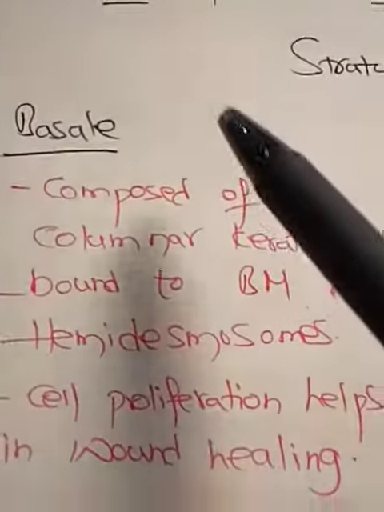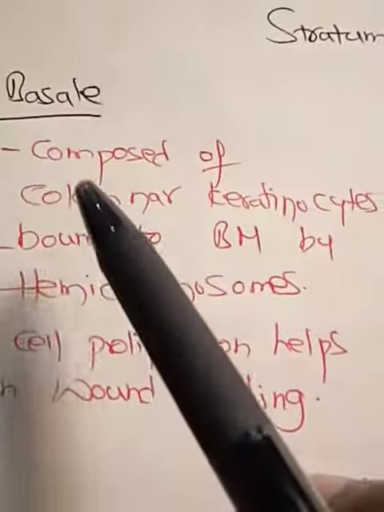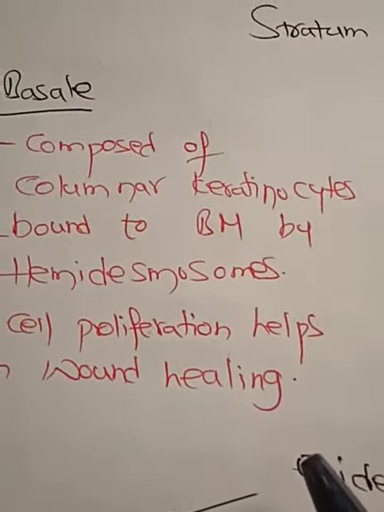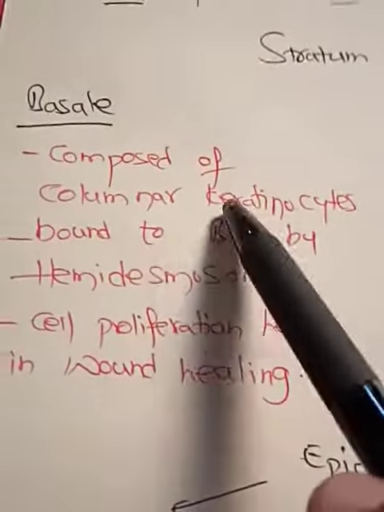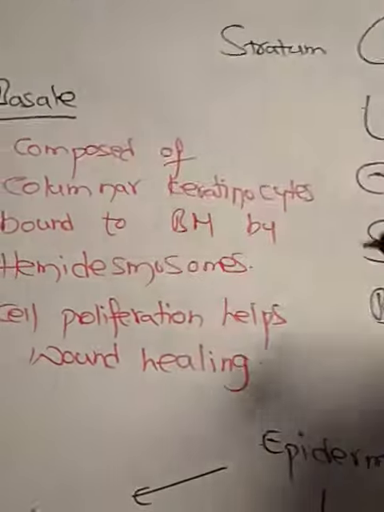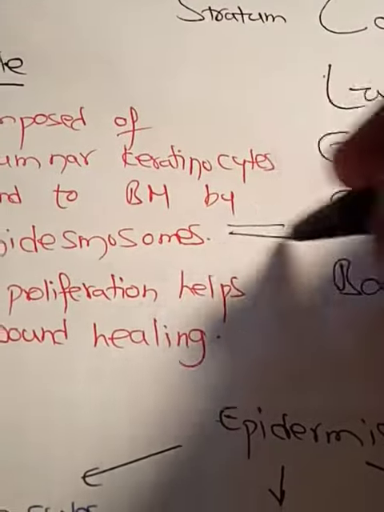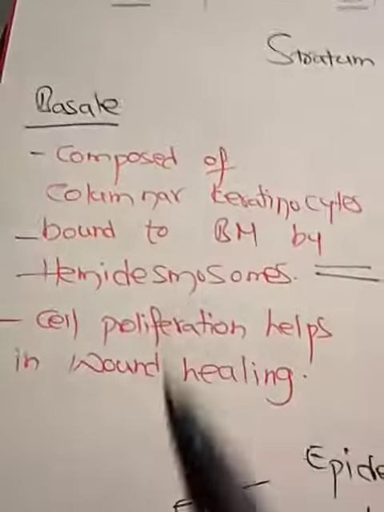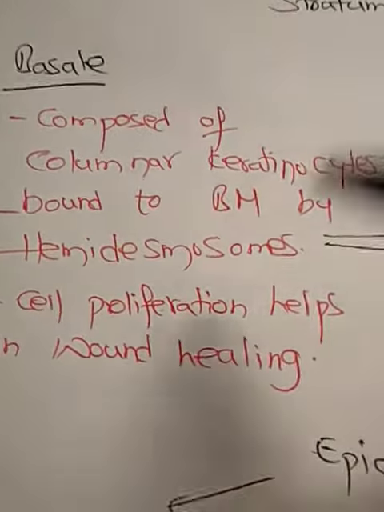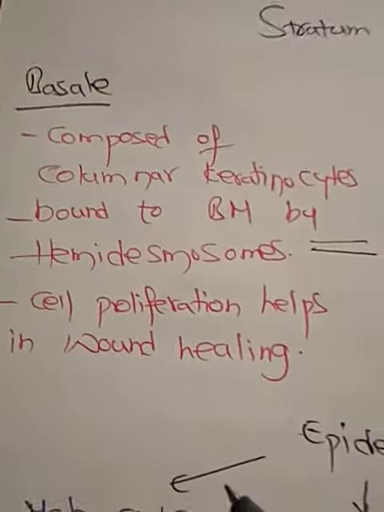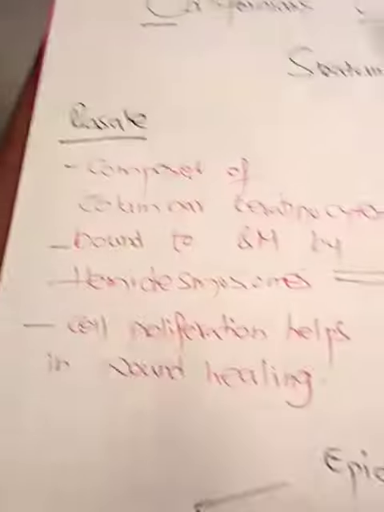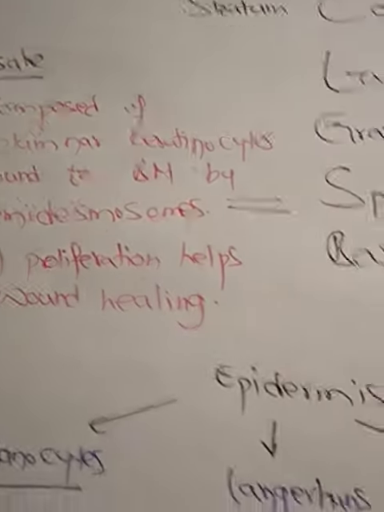Now with regard to the basalis, they are composed of columnar keratinocytes. And these columnar keratinocytes in basal, they are bound to the basal membrane with the hemidesmosomes. And it is the proliferation of these columnar keratinocytes which helps in the wound healing. These are important things about the stratum basal.